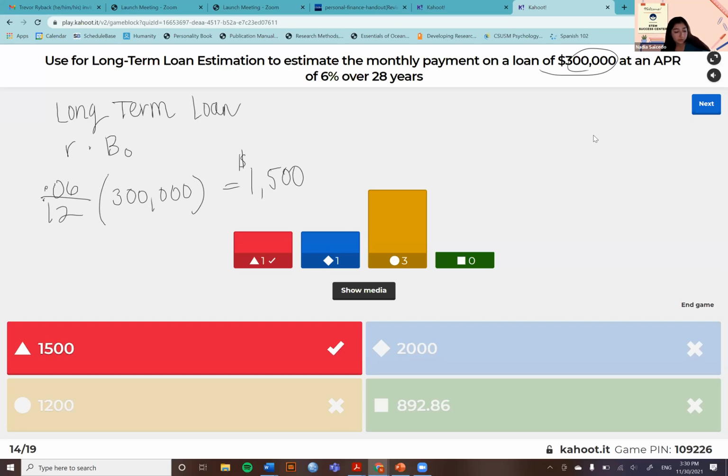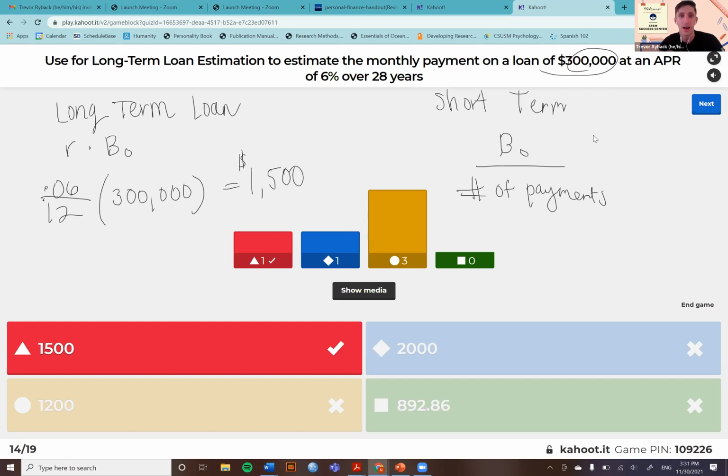I believe the short-term estimate is going to be your initial divided by the number of payments. I don't know if I'm checking on that, Trevor. I'm pretty sure that's what it is for the short term. Yeah, it's the balance divided by the number of payments.